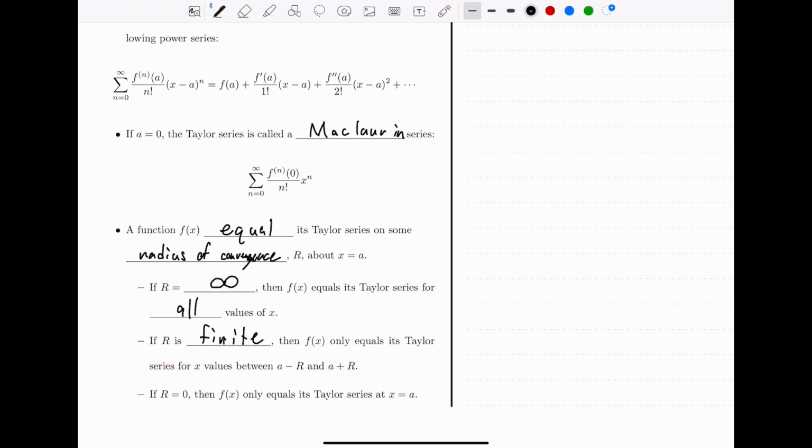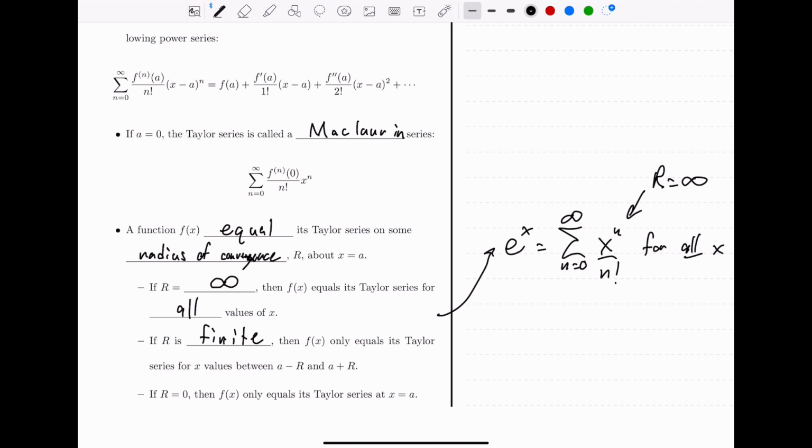The function that we just saw, e to the x, equals its Maclaurin series, a special case of Taylor series. It equals its Maclaurin series, which was the sum of x to the n over n factorial, for all values of x. We have here a radius of convergence of infinity.